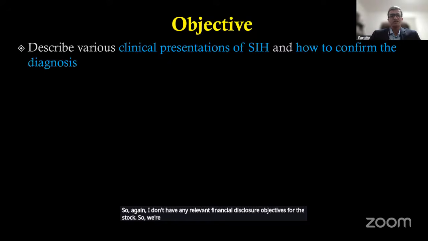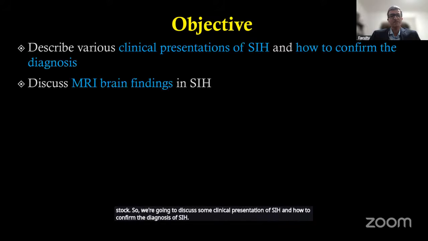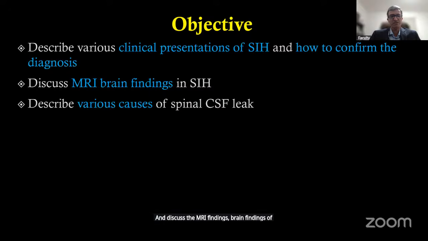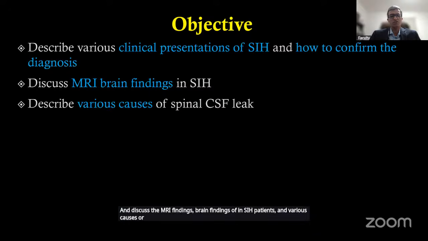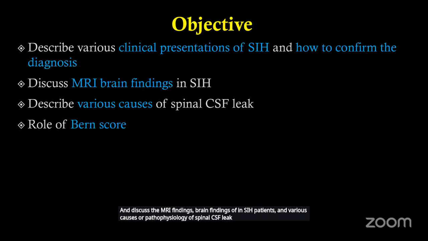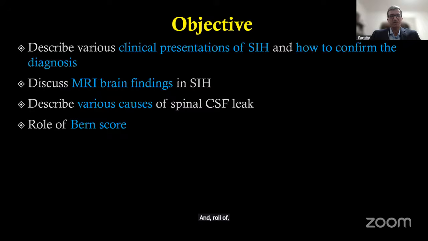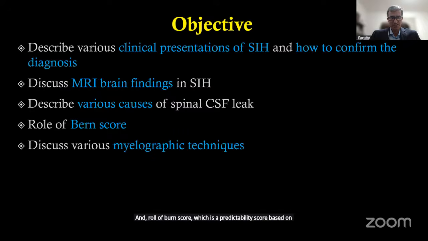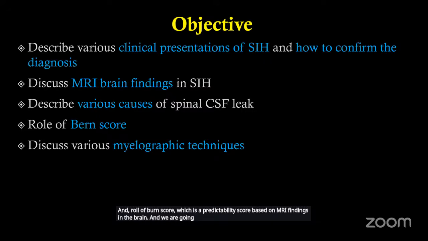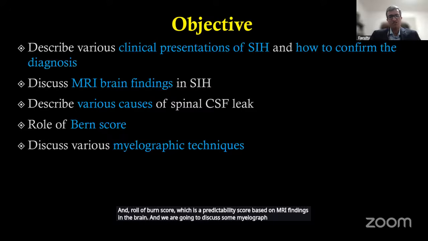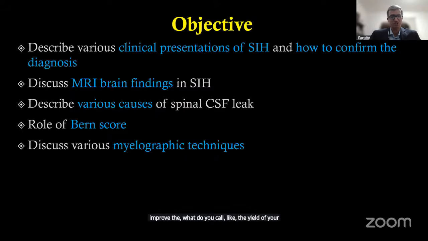We're going to discuss some clinical presentation of SIH and how to confirm the diagnosis of SIH, and discuss the MRI brain findings in SIH patients, and various causes or pathophysiology of spinal CSF leak, and the role of the Bern score, which is a predictability score based on MRI findings in the brain. And we are going to discuss some myelographic techniques which can improve the yield of your targeted procedures.